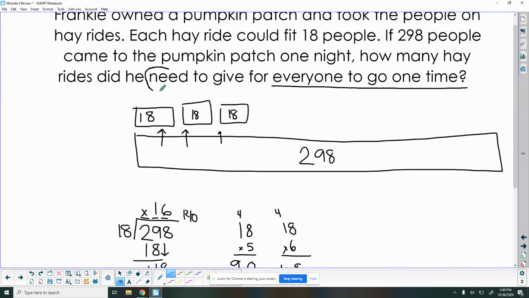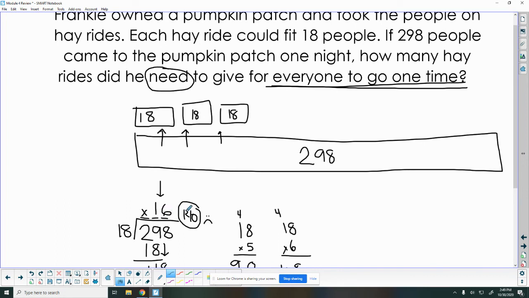How many hay rides does he need to do for everybody to go one time? It doesn't ask how many full rides or how many full rides and a little bit. How many does he need to do so everybody can go? If he only gives 16 hay rides, he has these 10 people that are very, very sad, and they might complain and want their money back if they didn't get to go on the hay ride. So he can't just give 16 hay rides.